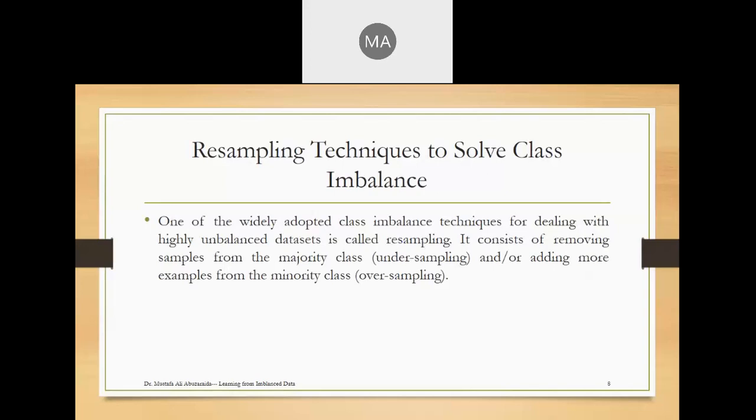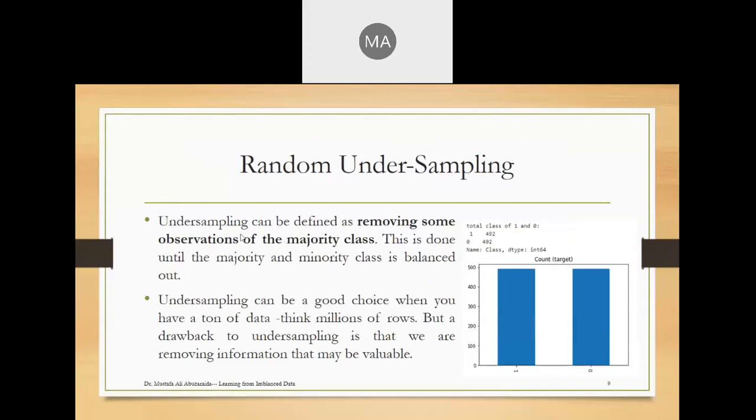Let's talk about these two main methods. First, random undersampling. Undersampling can be defined as removing some observations or cases of the majority class, which means the data will be reduced, it will shrink. We cut cases from the majority class, randomly, removing some cases. This is done until the majority and minority classes are equal.